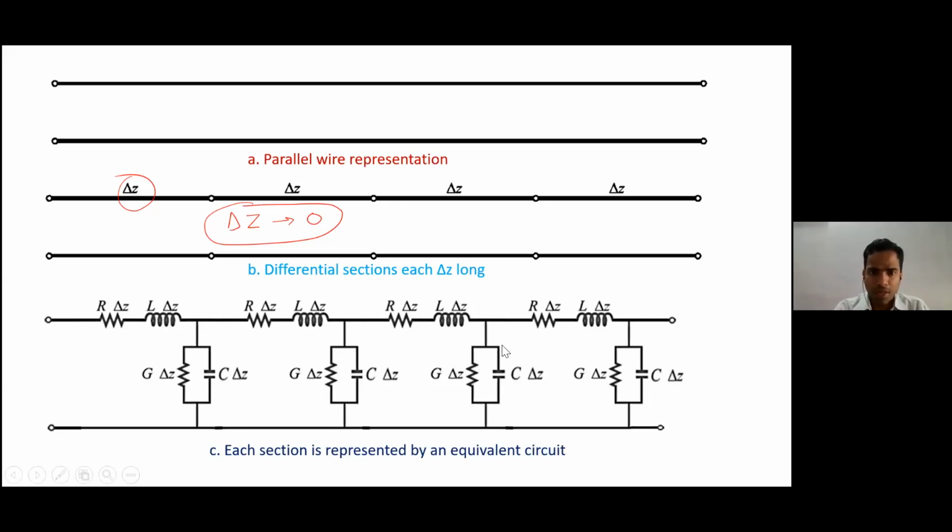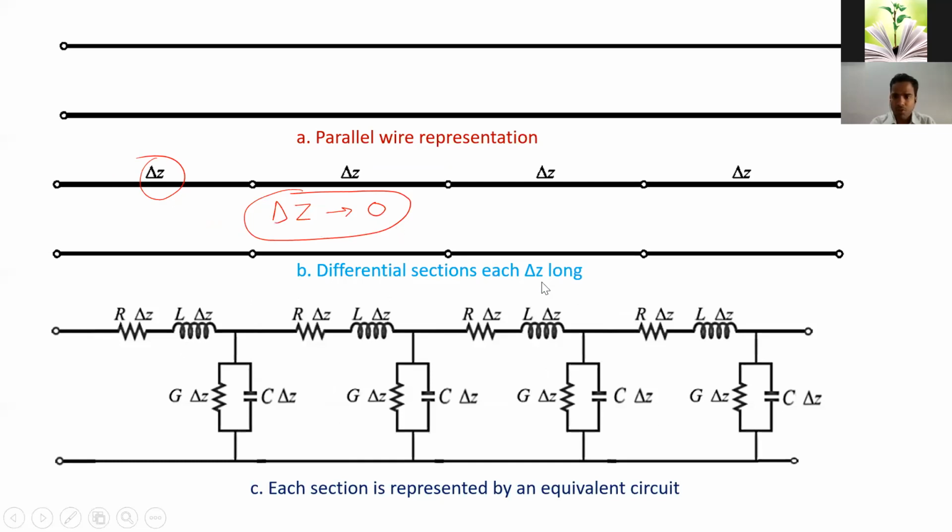Can anyone tell me why we assumed that the length of the subsection should tend to 0? Sumiran Singh, do you remember? No, sir. Okay.